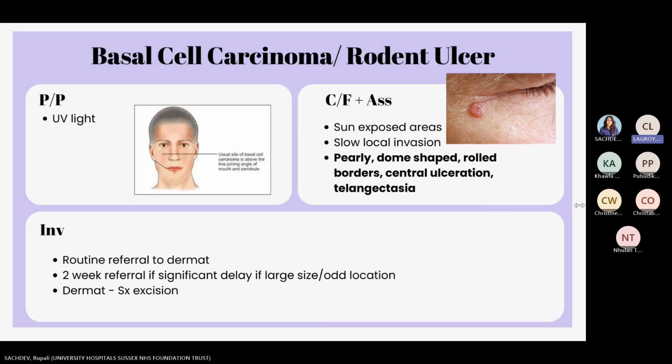Okay, so the next skin cancer would be the BCC, basal cell carcinoma, also called rodent ulcer, again related to UV light exposure. It's usually slow with local invasion, so they can show up like this characteristic picture, which is a pearly dome-shaped lesion with rolled borders. I see it as being donut-shaped because it's got that central ulceration. And then you're going to have some prominent vessels, the telangiectasia, on the inside or in the middle, depending on the lesion.